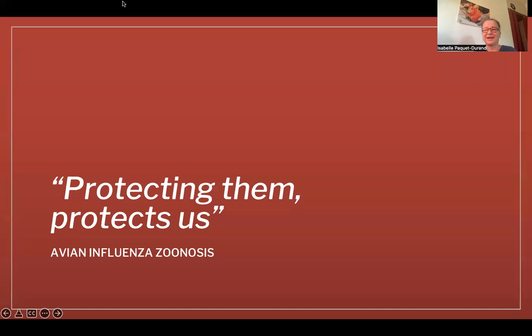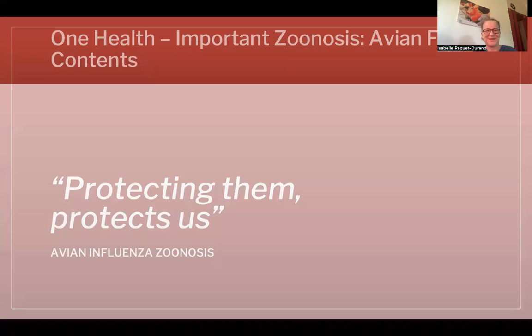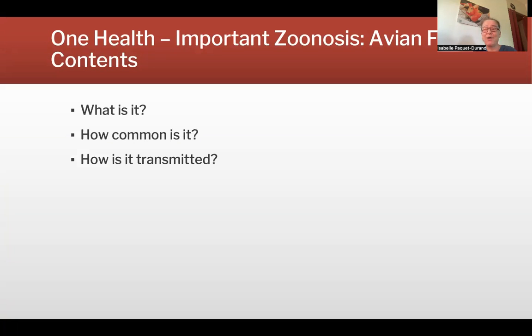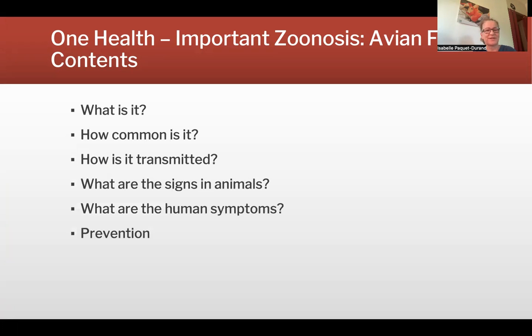And the gist of this entire series is to explain why protecting the environment and protecting animals and animal health ultimately protects us, by using the example of zoonosis. So we will briefly talk about what is avian influenza, how common is it, its prevalence, how is it actually transmitted between species, what does it look like in animals as well as in humans, and most importantly, as always, the prevention.